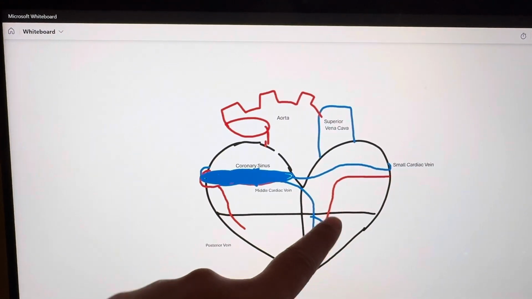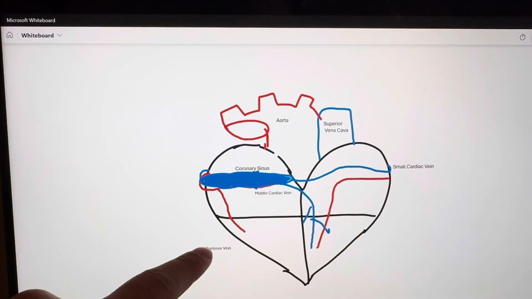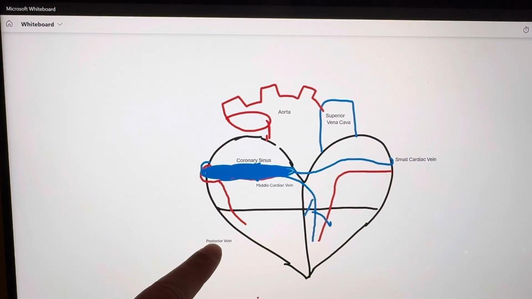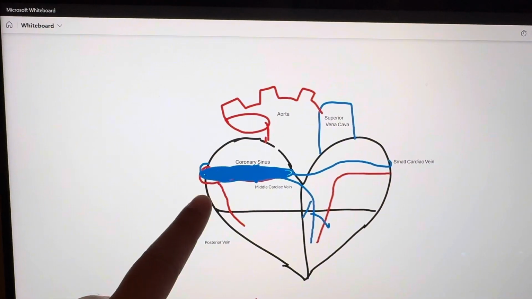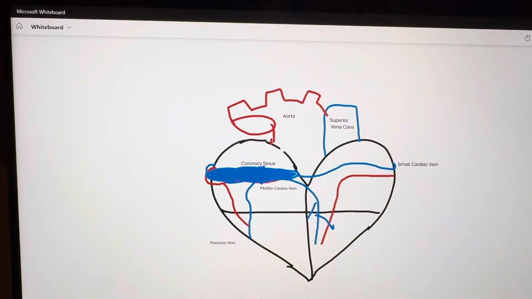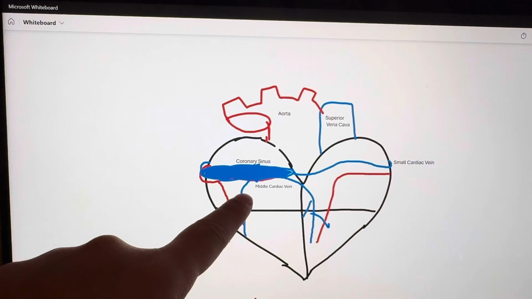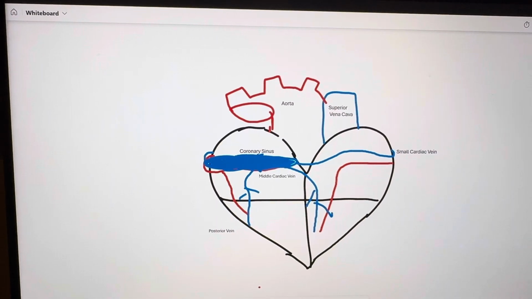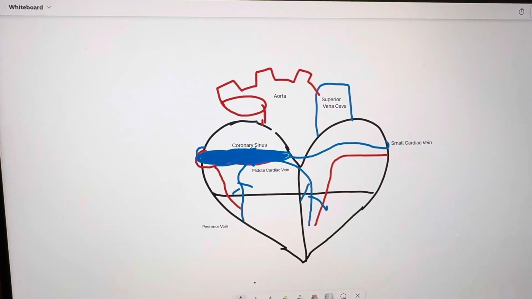The next one would then be the posterior vein. Well, it's only going to be at the posterior side. Posterior meaning the back side. So this one is just gonna go right next to the left marginal artery. So that's what you need to remember as of right now for the posterior side of the heart.